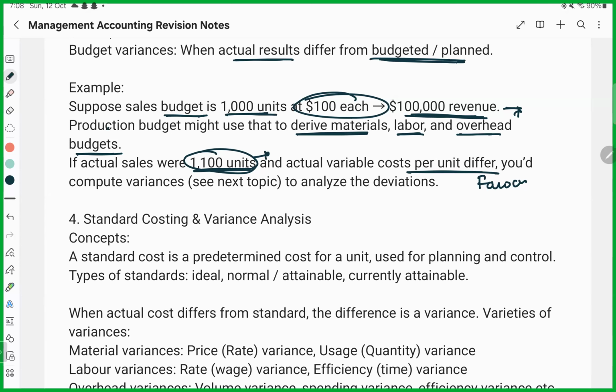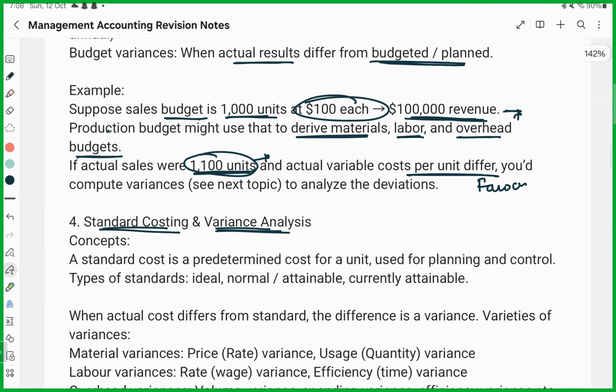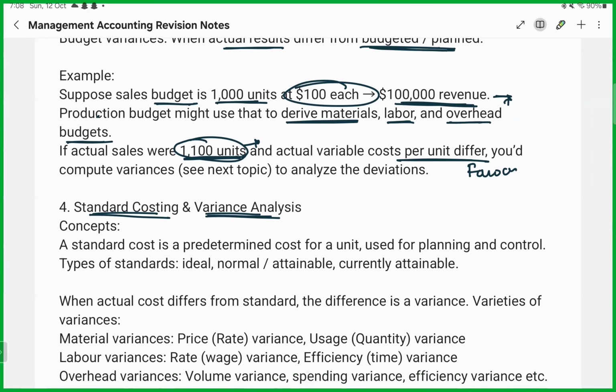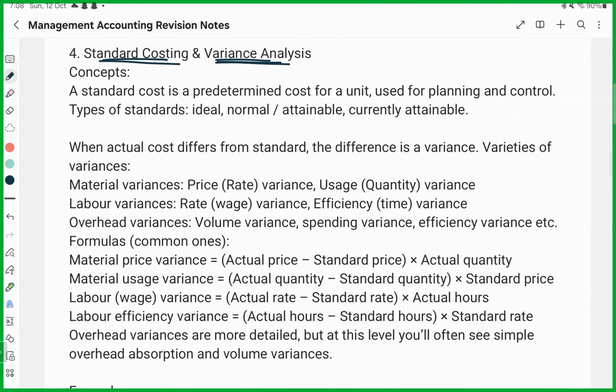Now let's understand this particular topic in proper depth under standard costing and variance analysis. In simple terms, what do we mean by standard costing versus variance analysis? It is nothing but comparing the current actual results with the budgets that we have allocated.